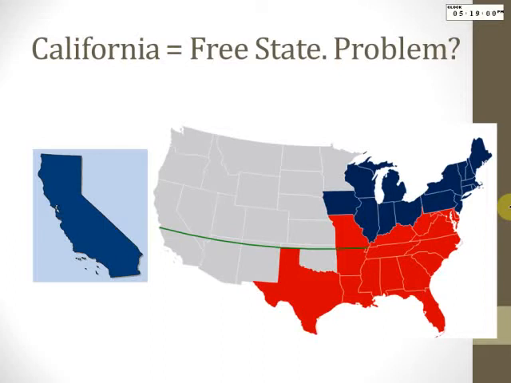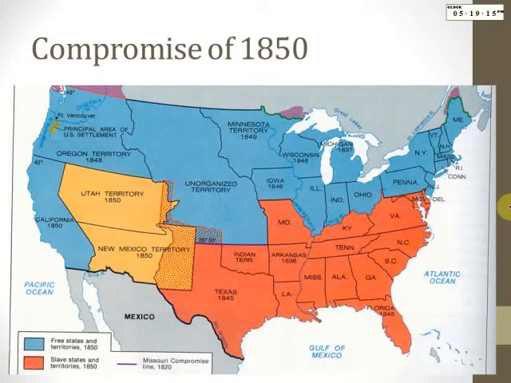The Compromise of 1850. Compromised by who? Henry Clay, the great compromiser. So Henry Clay comes in and says, check it out, here's what we're going to do. Let California become a free state. It's not like they're that important anyway, even though it turns out that California becomes one of the most powerful states in the country. So we're going to let California become a free state.